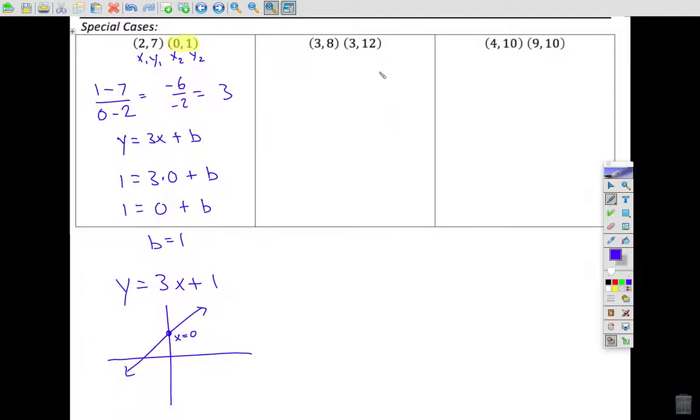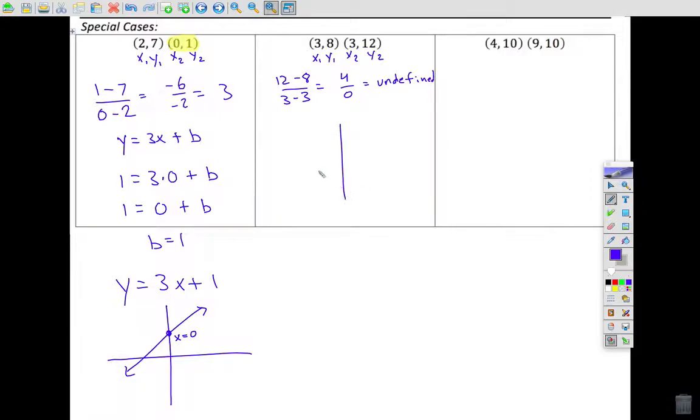Next one. This one's going to have a weird slope. So y2 minus y1, x2 minus x1, and we end up with 4 over 0, which is the same as saying 4 divided by 0. But we know that you can't divide by 0. So this is actually an undefined slope.